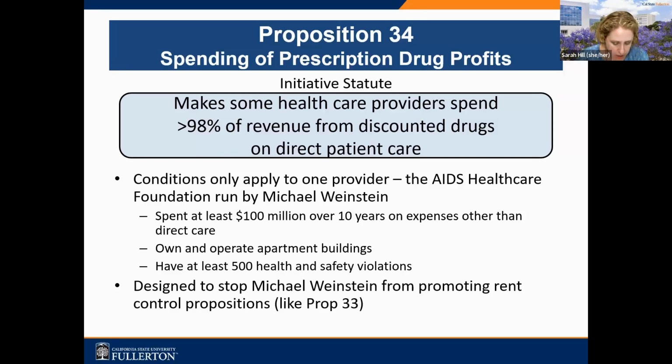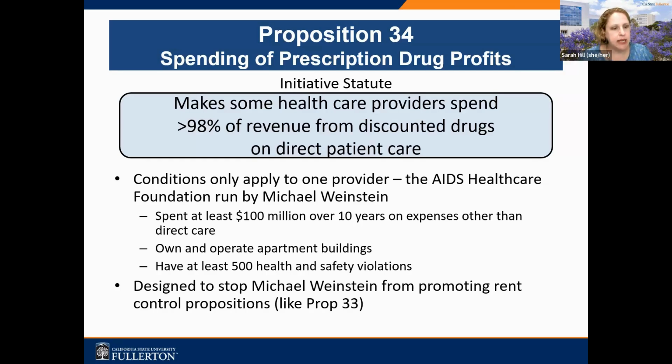And that is really annoying people. It's annoying realtors and folks who don't want rent control, builders. And so they designed this specifically to try to stop him so that he would no longer be able to use his revenue from this drug program to keep putting rent control propositions on the ballot. So 34 is designed to stop propositions like 33 from ending up on the ballot again.